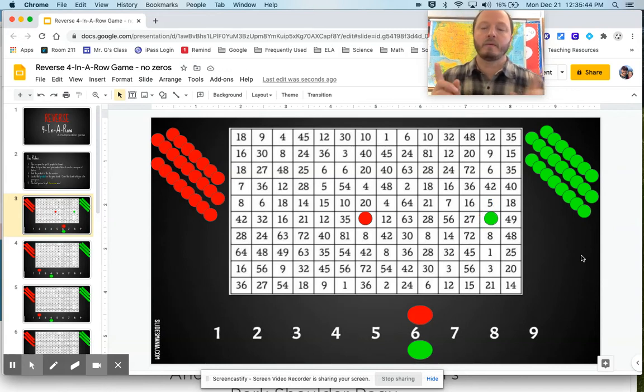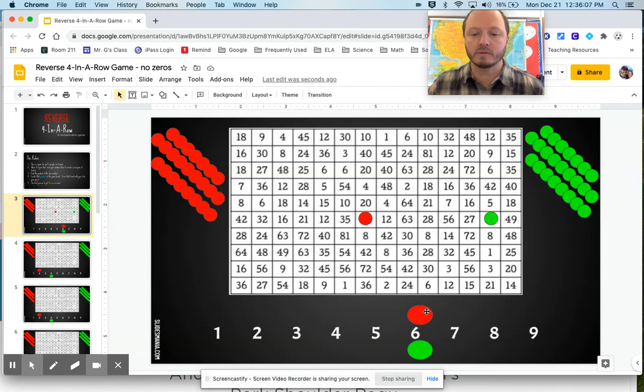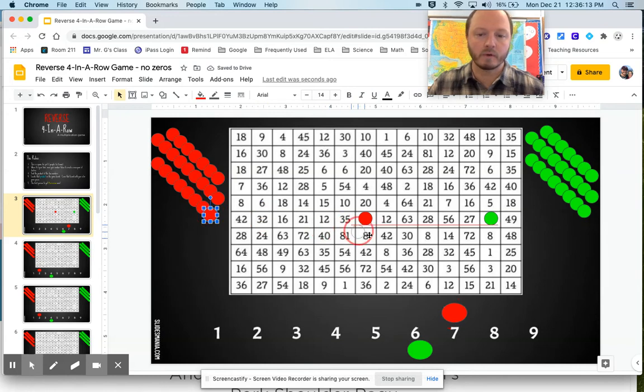Okay, now back to the first person, player one, who's red. They get to move the red token along the bottom and have to keep the green one where it is. So I'm going to keep the 6, so 6 times another number. And look, I see a 42. So I'm going to do 6 times 7. And now I can cover up the 42 and start working on a diagonal. And then the green person, or player 2, can then make a move.